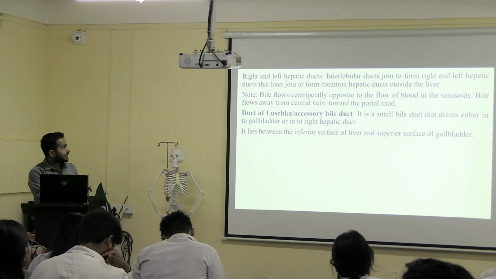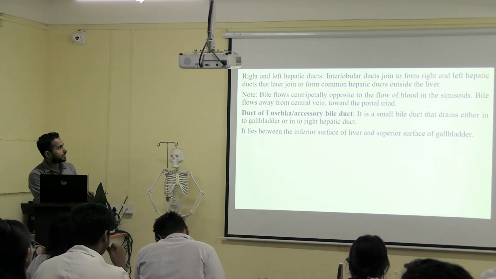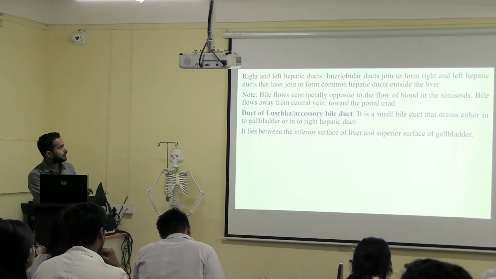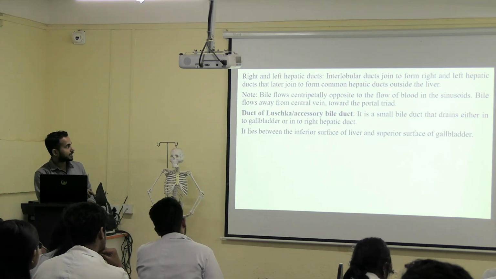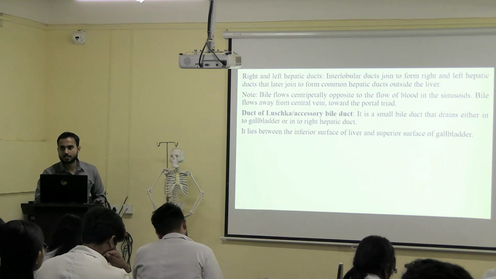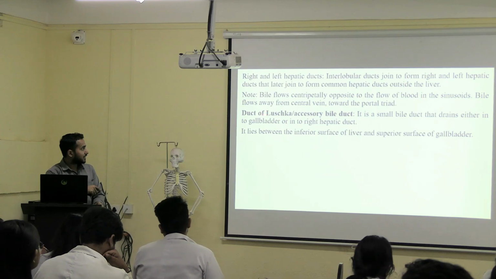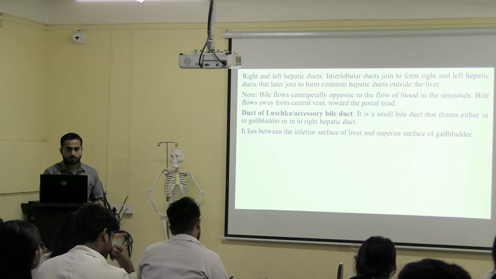Okay, so the right and left hepatic ducts. How are the right and left hepatic ducts formed? Interlobular ducts join to form the right and left hepatic ducts. Later they join to form the common hepatic duct. Now this common hepatic duct is outside the liver. So from there onwards we get the extrahepatic biliary system. In some cases the duct of Luschka is there, also called the accessory bile duct.